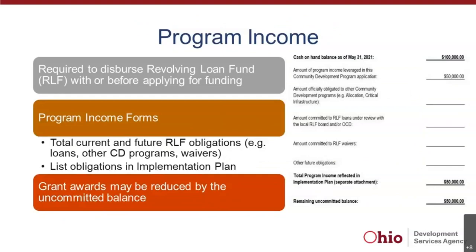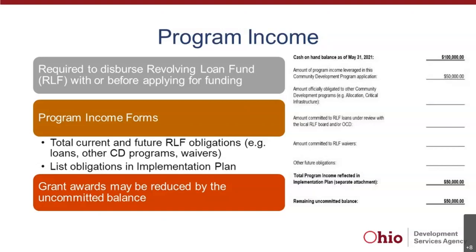In 2020, we began requiring forms to show the applicant's current revolving loan fund balance, outstanding obligations, and future commitments. We will continue to reduce grant awards for communities that have uncommitted revolving loan fund balances. Pressure from HUD to spend local program income and the limited availability of state grant funds means local governments must substantially disburse revolving loan fund dollars with or prior to submission of community development program applications.